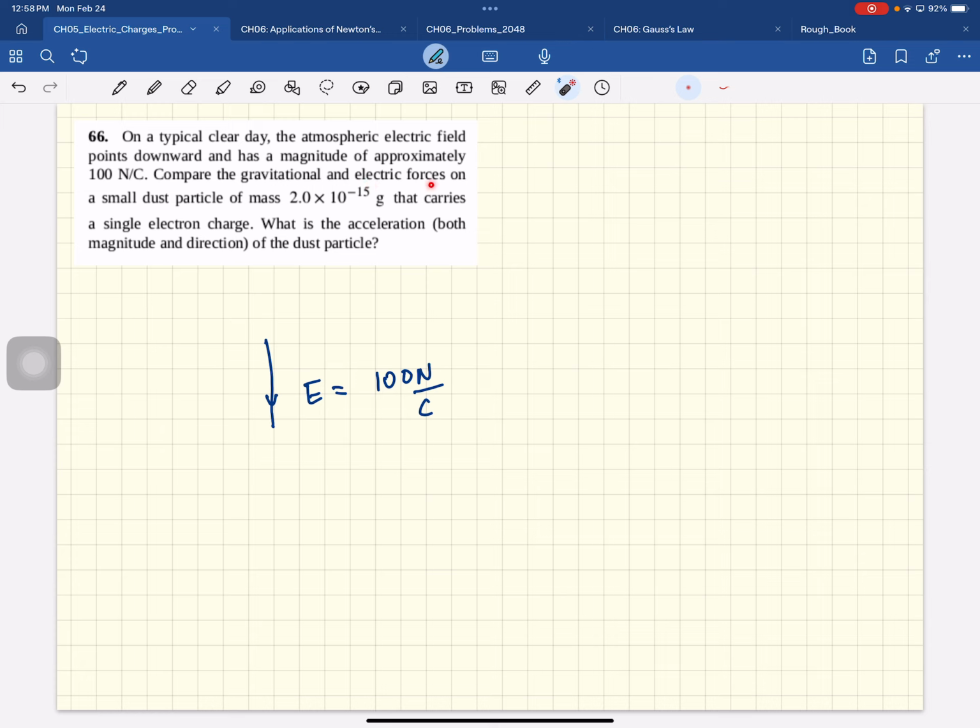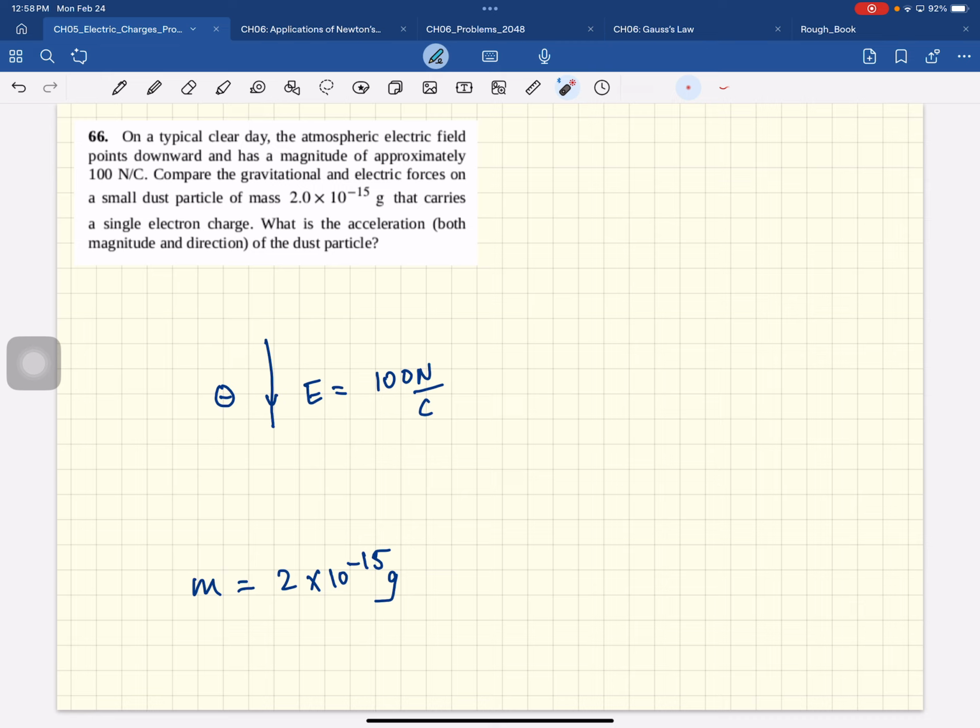Compare the gravitational and electric forces on a small dust particle of mass 2 times 10 to the minus 15 grams. So you have a small dust particle, mass is 2 times 10 to the minus 15 grams, that carries a single electron charge. Okay, that's singly charged. Okay, here's the problem.